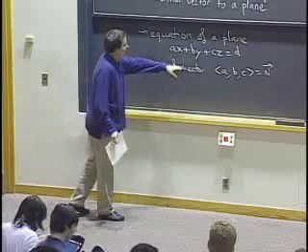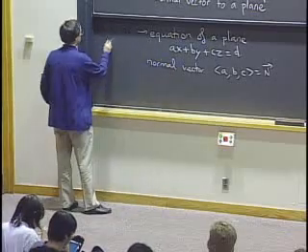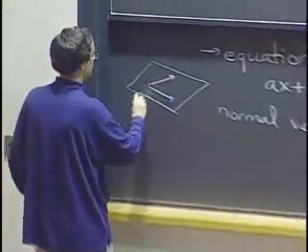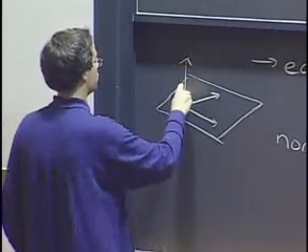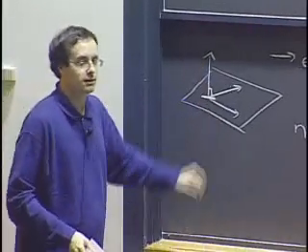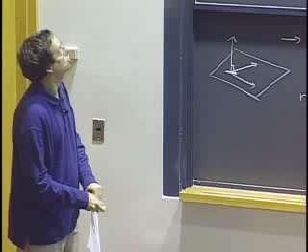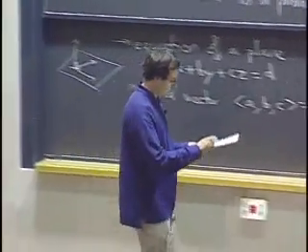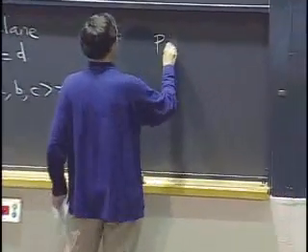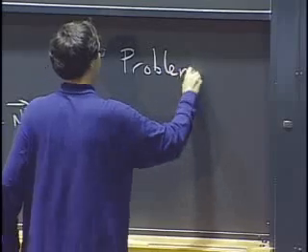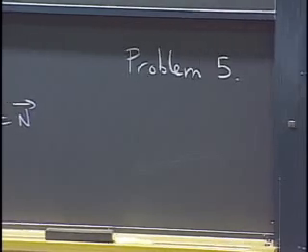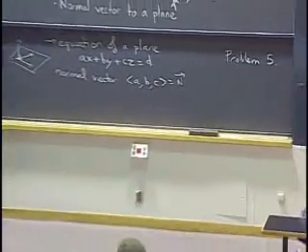To find a normal vector to a plane, typically, we'll take two vectors that lie in the plane, and we'll take their cross product. Their cross product will automatically be perpendicular to both of them. Okay? So we are going to see an example of that when we look at problem 5 on practice 1a. I think we'll try to do that one.